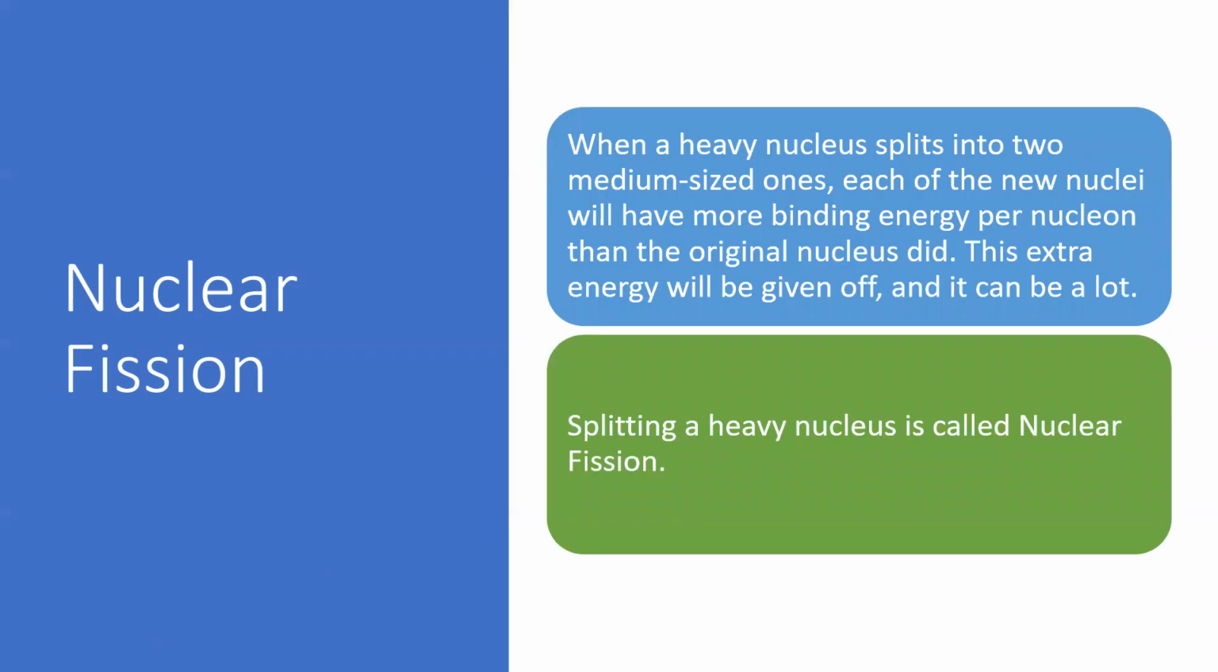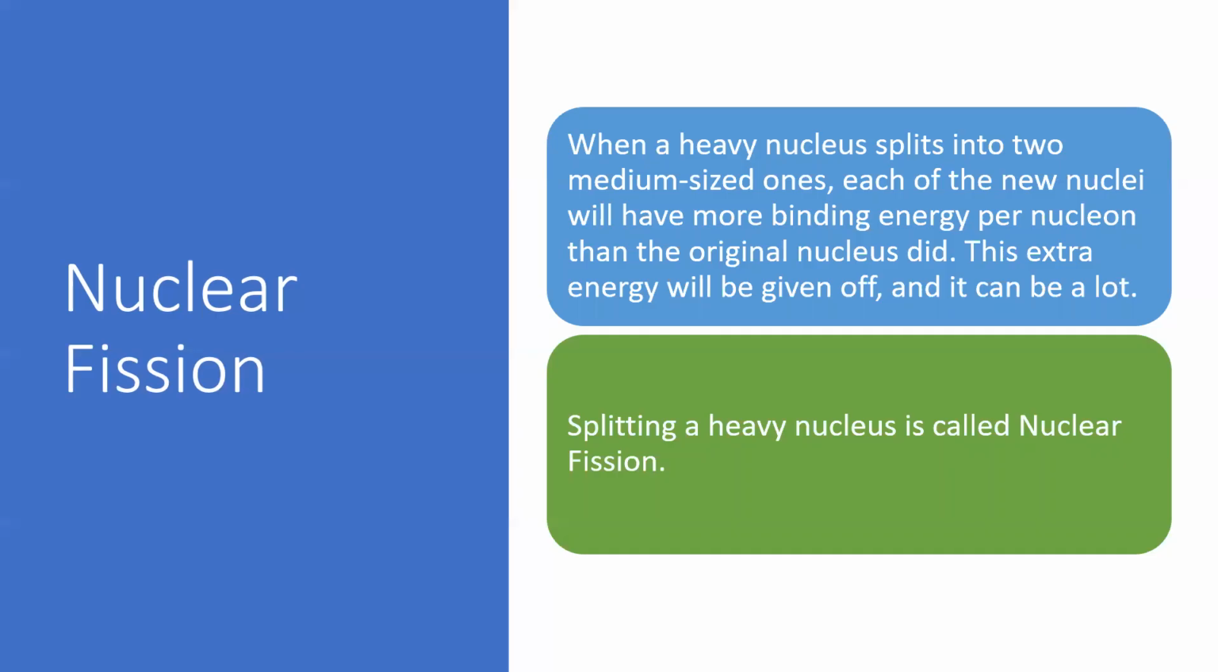Nuclear fission: when a heavy nucleus splits into two medium-sized ones. Now again, remember that the larger the nucleus, the lower its binding energy. And when it splits into two medium-sized nuclei, their binding energy is more. And therefore mass defect is more, and therefore more energy is created.